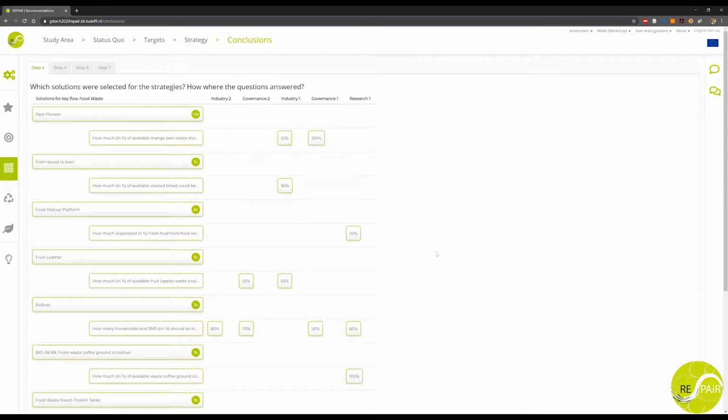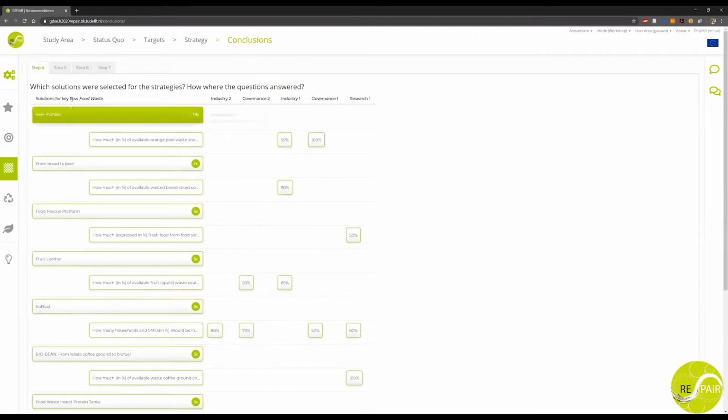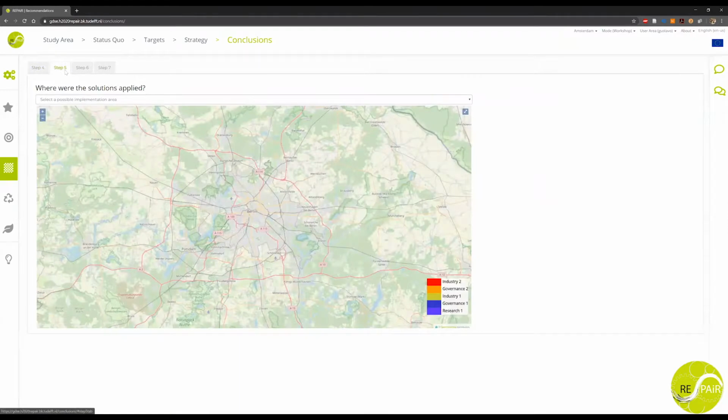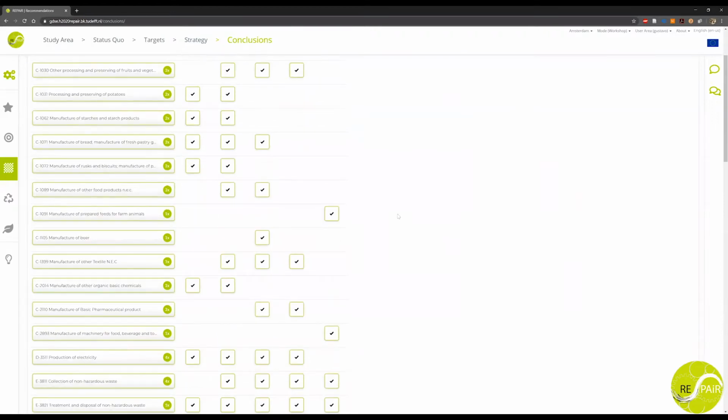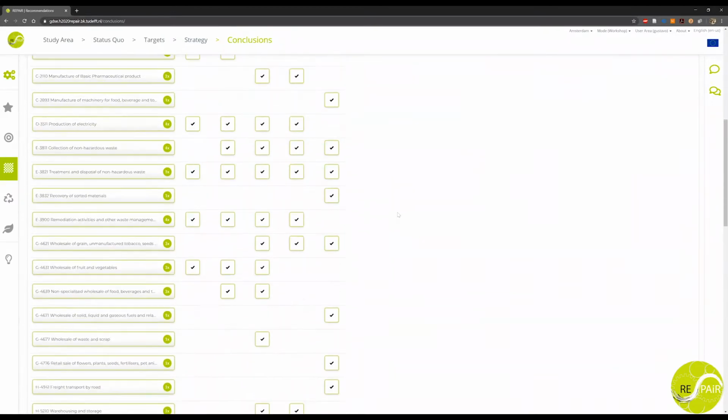The GDSE also determines which solutions were used the most by the small groups and presents a comparison of this solution usage. The locations of all solutions are also shown. This can be potentially interesting to identify synergies and areas for further collaboration. This screen shows all activities and the actors under these activities who were involved in the solutions developed by the small groups.